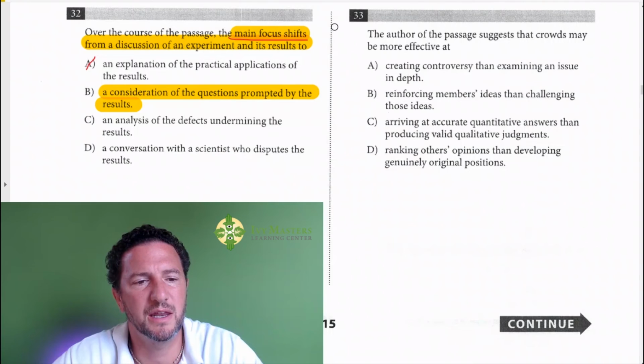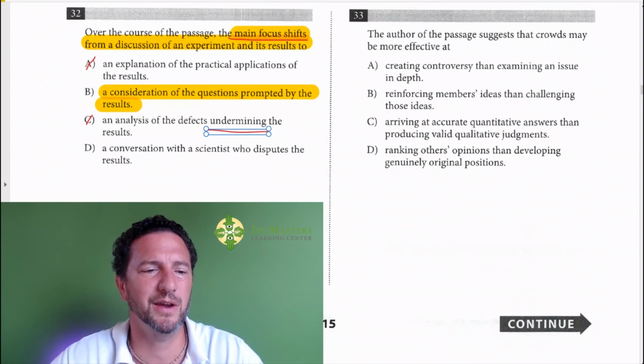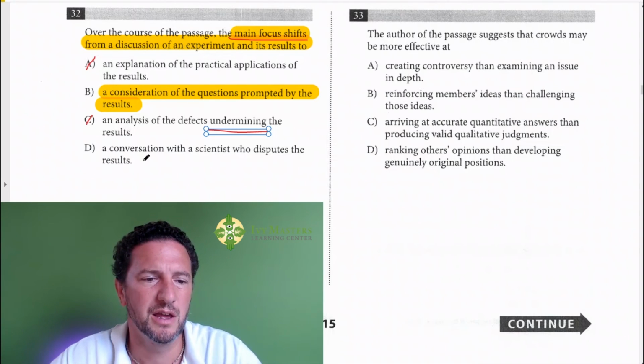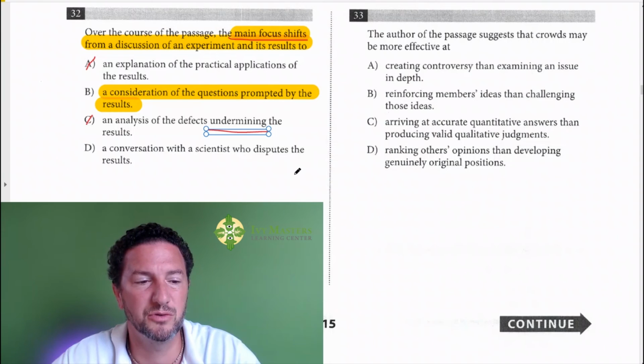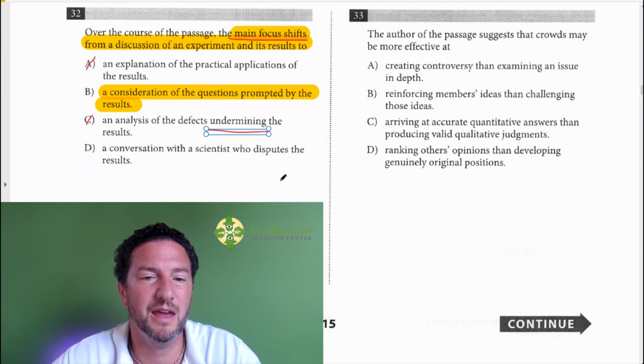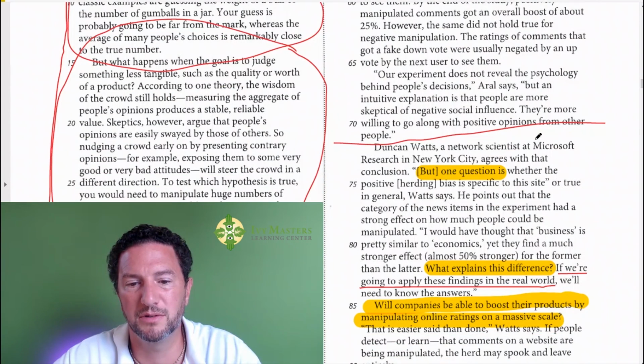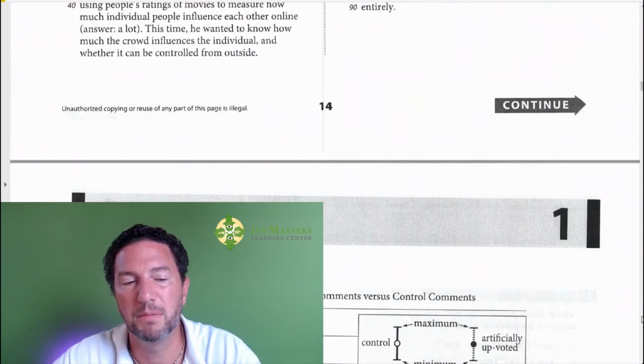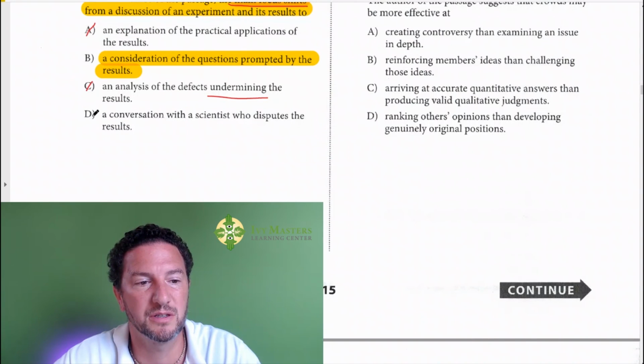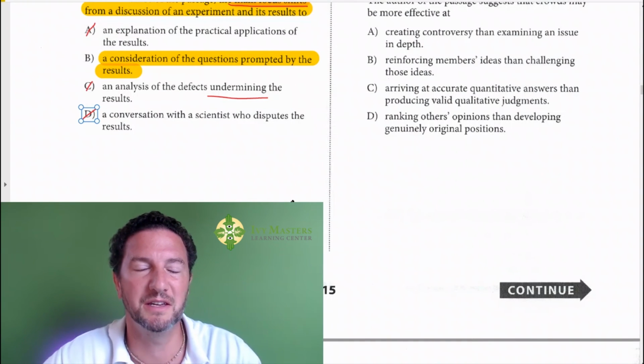Answer choice C, an analysis of the defects undermining the results. So undermine means to weaken, and defects weakening the results is not mentioned. Answer choice D, a conversation with a scientist who disputes the results. In the end, the guy says that he agrees with the results, agrees with that conclusion, but then asks some further questions. So that's evidence for D being wrong.